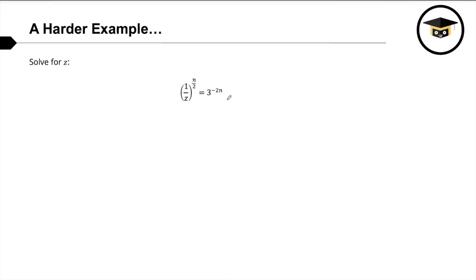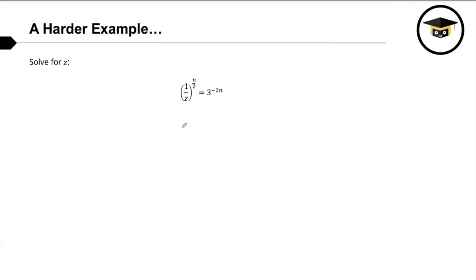Well, the first step would probably be by squaring both sides. Now, why is that a good idea? The reason we want to square both sides is because we want to get rid of this fraction, because we don't know what fractional indices are yet. We will in the next video, but for now we don't.